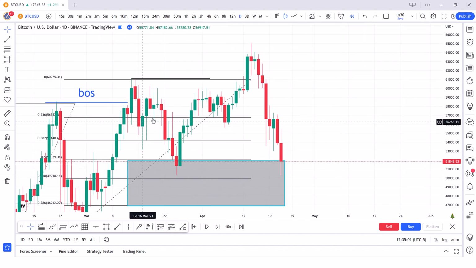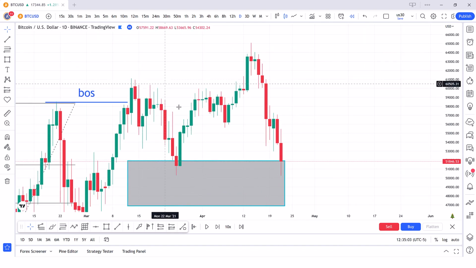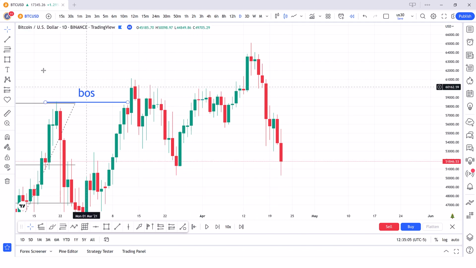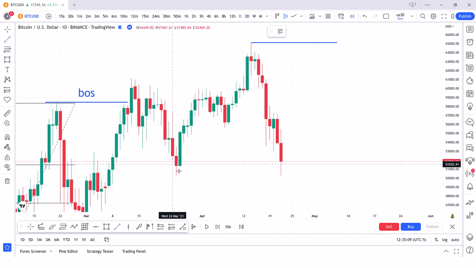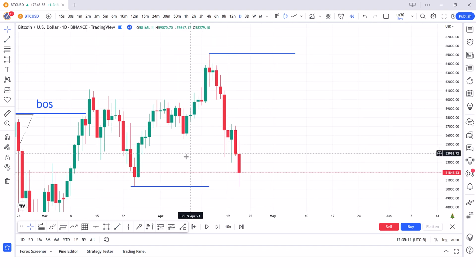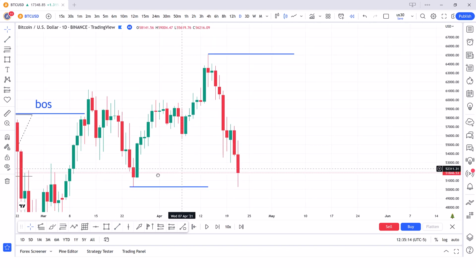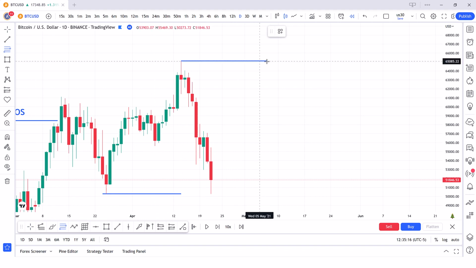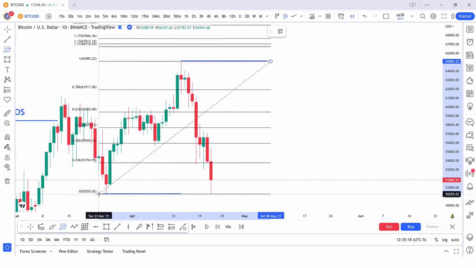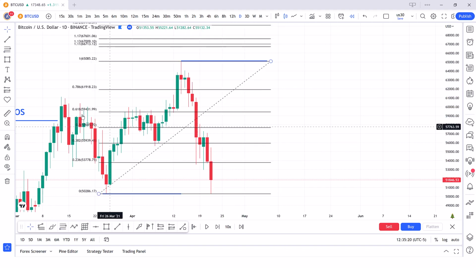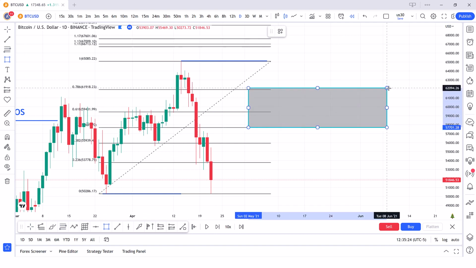Now we have again our primary structure. It was a good trade, and we are going to mark our primary structure from here to here. This is the upward movement, and we are going to use our Fibonacci tool for accuracy from 50% to 78.